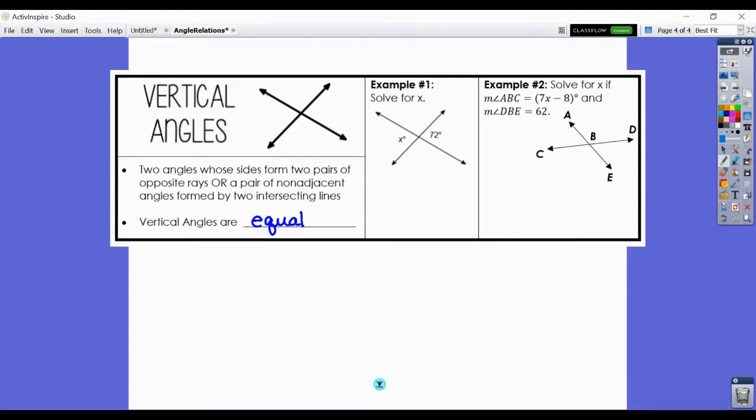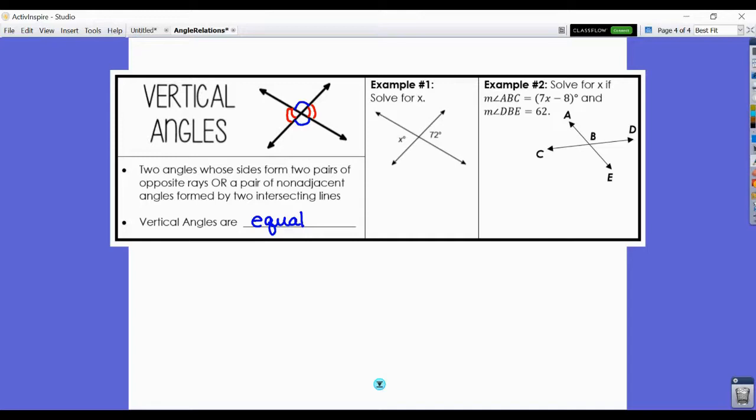So that means when you're looking at the picture up top, it kind of looks like an X. It's going to be the top of our X and the bottom of our X. Those are going to be equal. And then another pair of vertical angles in that same diagram is the one on the left and the one on the right. So those are what vertical angles really look like in our diagrams here.